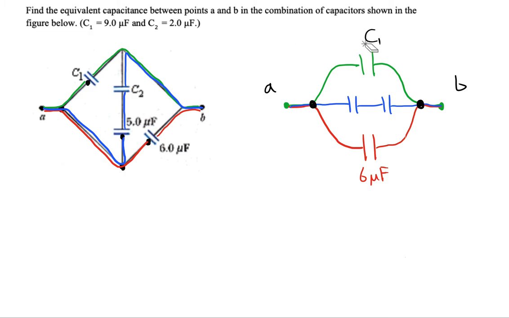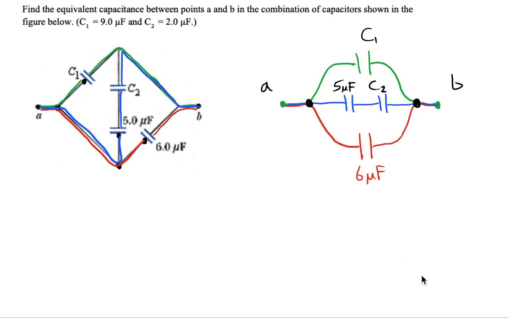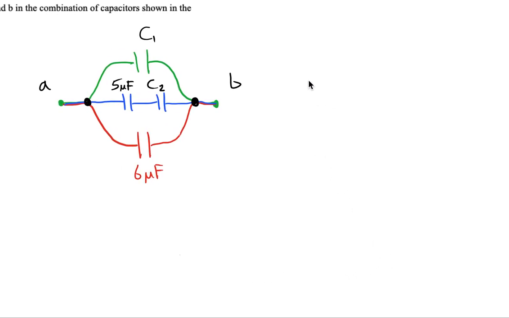All right, so this would be C2. This is the 5 microfarad capacitor. We'd like to replace C1 and C2 with their capacitances. So I'm going to go ahead and do that now.